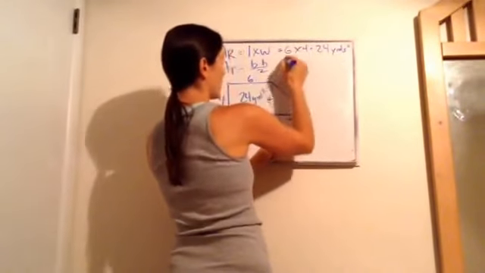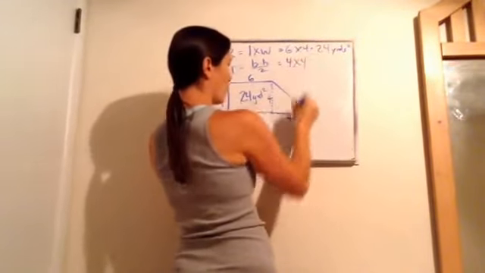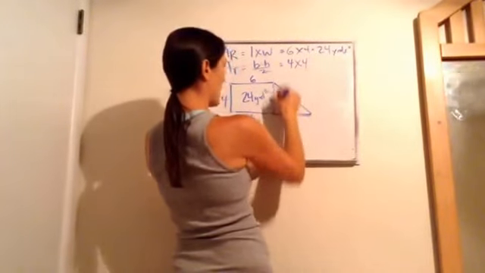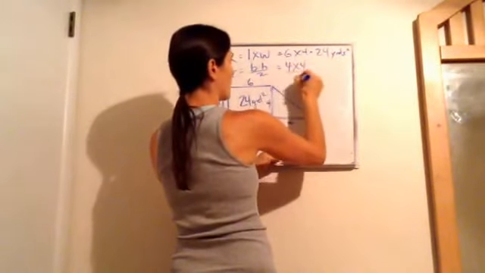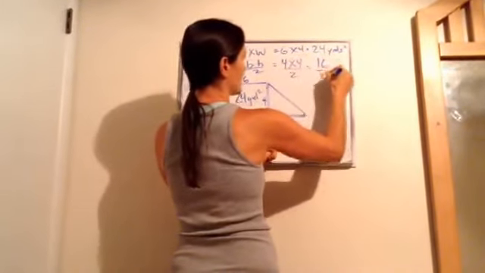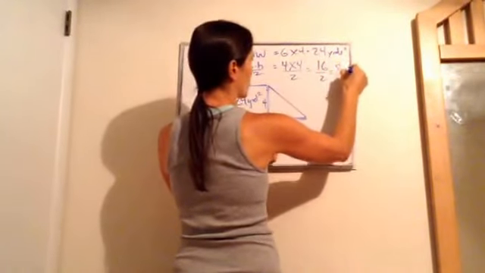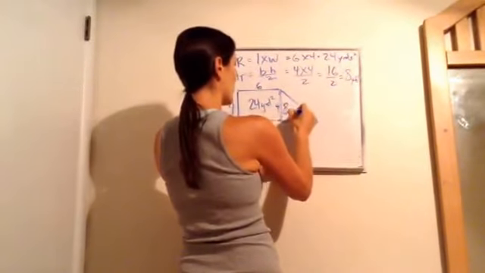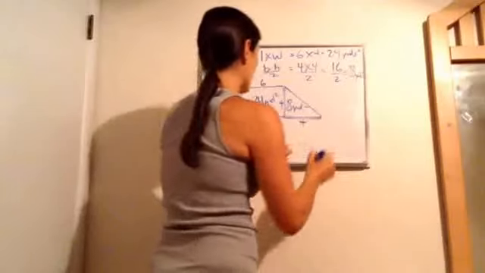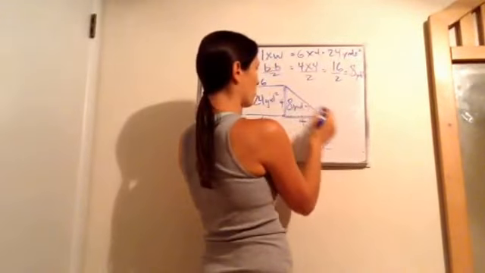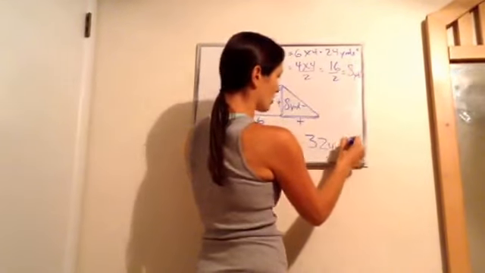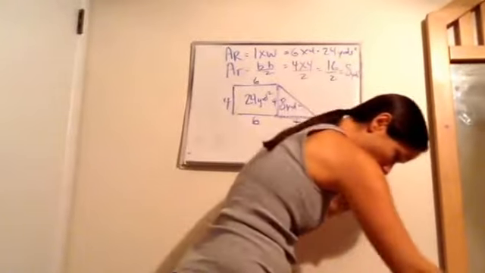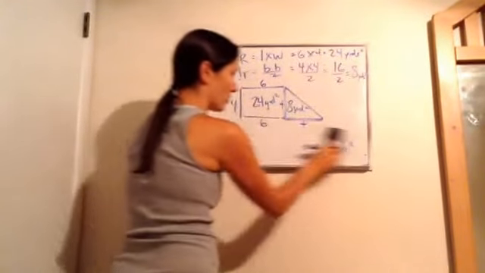Now let's do this triangle. 4 times 4, base times height, divided by 2. 4 times 4 is 16. 16 divided by 2 is 8. 8 yards squared. So what is this total? It would end up being 32. 24 plus 8, 32 yards squared. All right? And that's how you would work that problem.